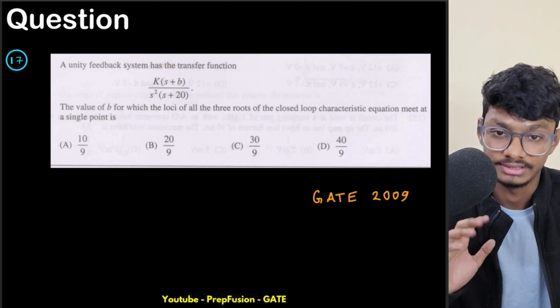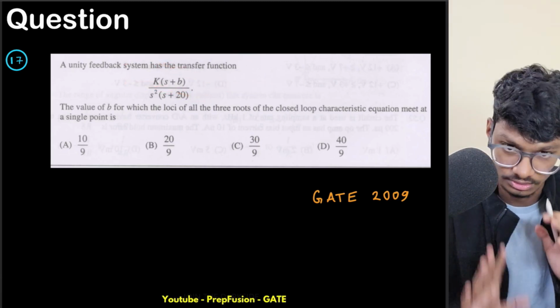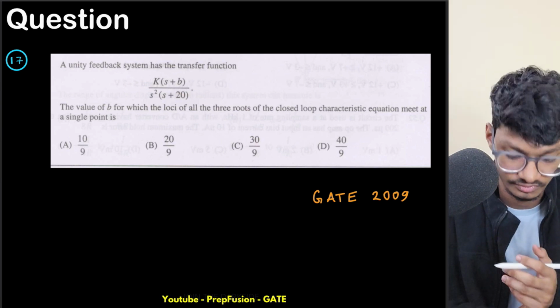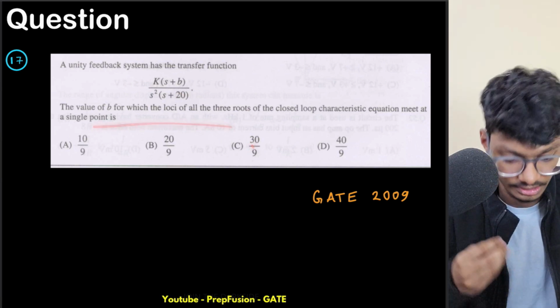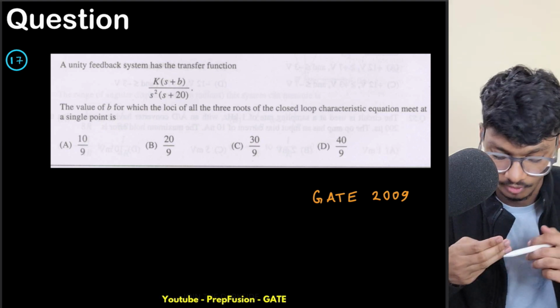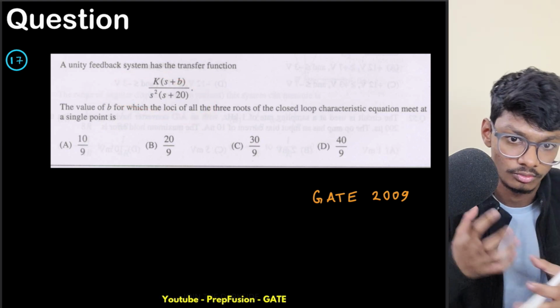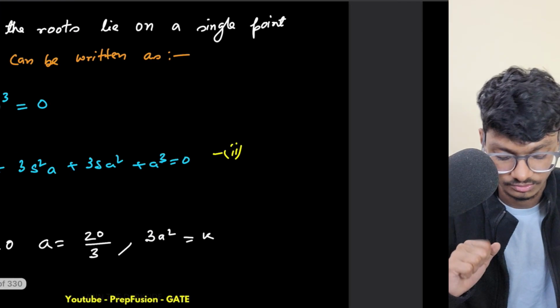The unity feedback system has a transfer function. So this is not the closed loop transfer function. This is the open loop transfer function. And here, as they have mentioned that the roots lie in the three same points, obviously we know how to equate those two. So yeah, this was it for this question.